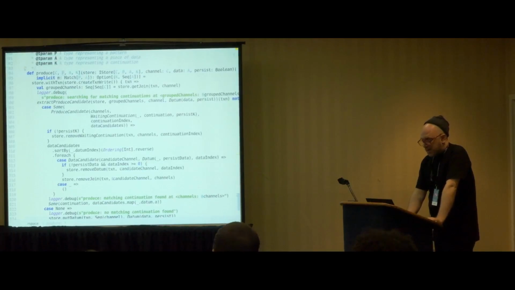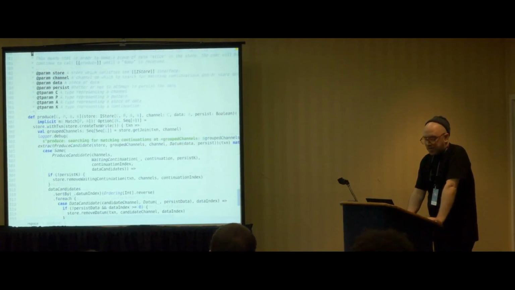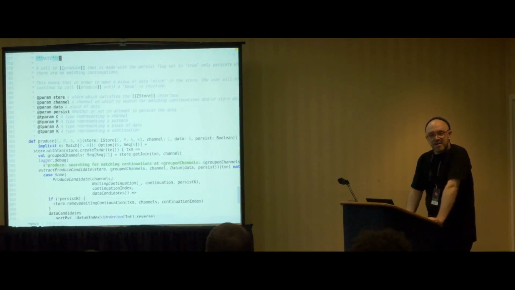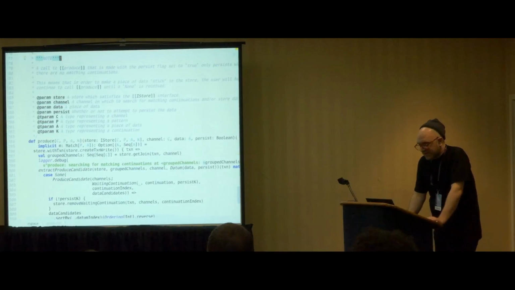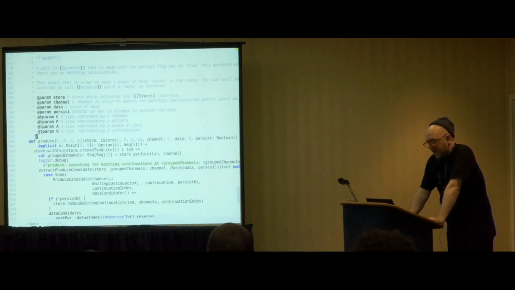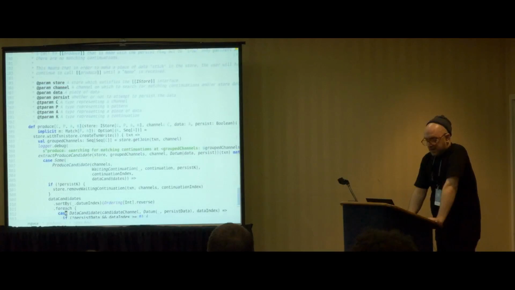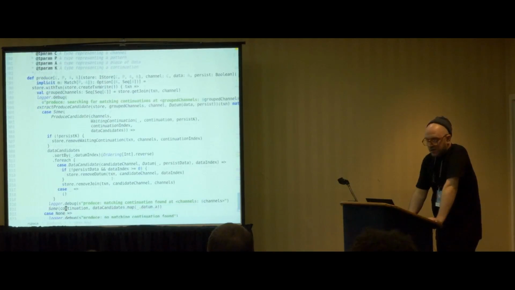So yeah, there are not that many Scala developers here. I don't know if people are really super interested in going through line by line and looking at the code, but essentially the idea here is that when we're producing, we're going to go and look for a produce candidate.